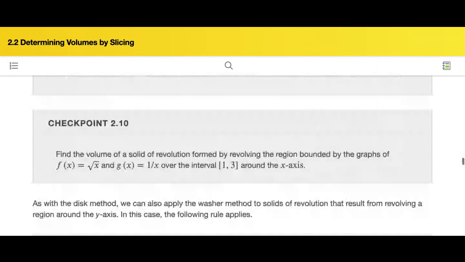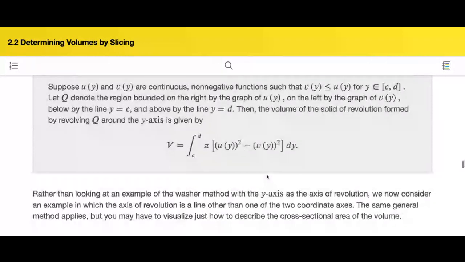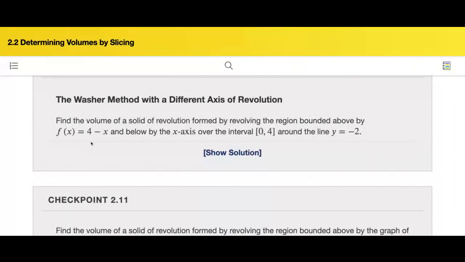And of course, we always do the outside volume minus the inside volume. So the radius of the outside, they use u of y to represent, and v of y represents the inner radius. Let's see this example. We want to find the volume formed by the region below f of x equals 4 minus x and above the x-axis, over the interval 0 to 4.